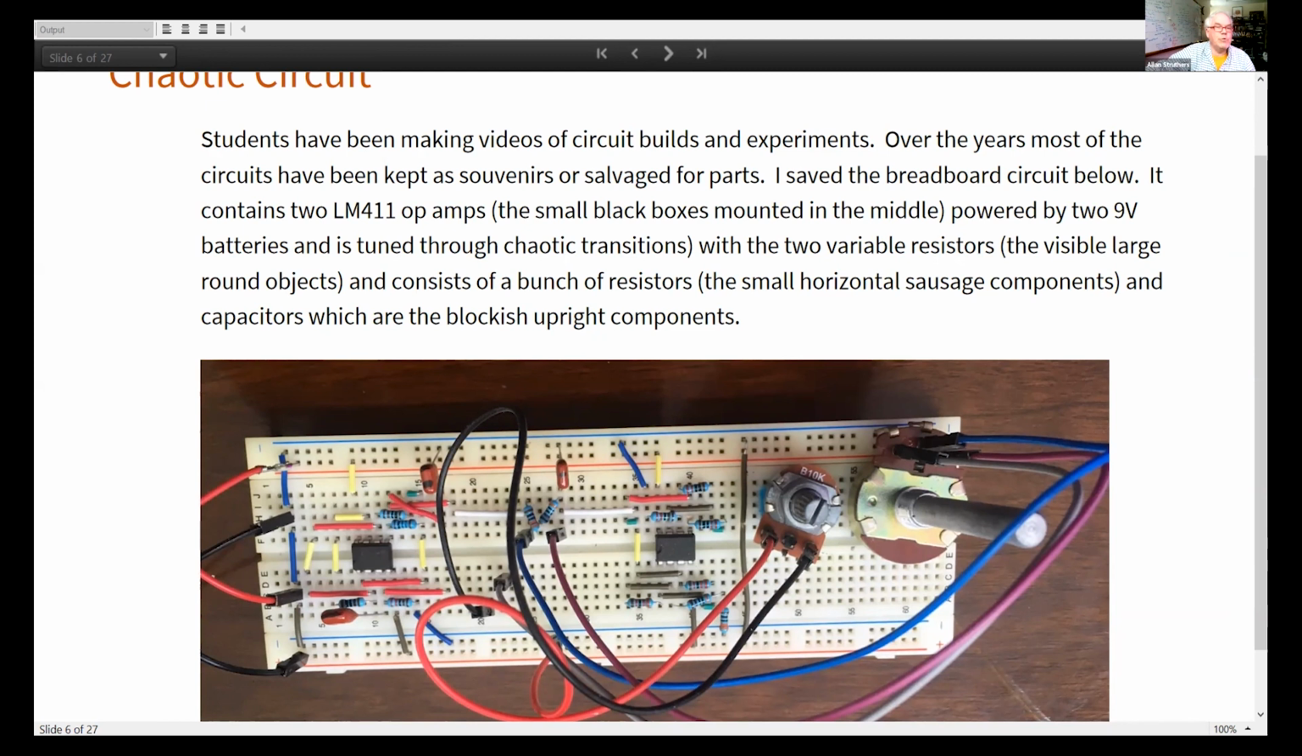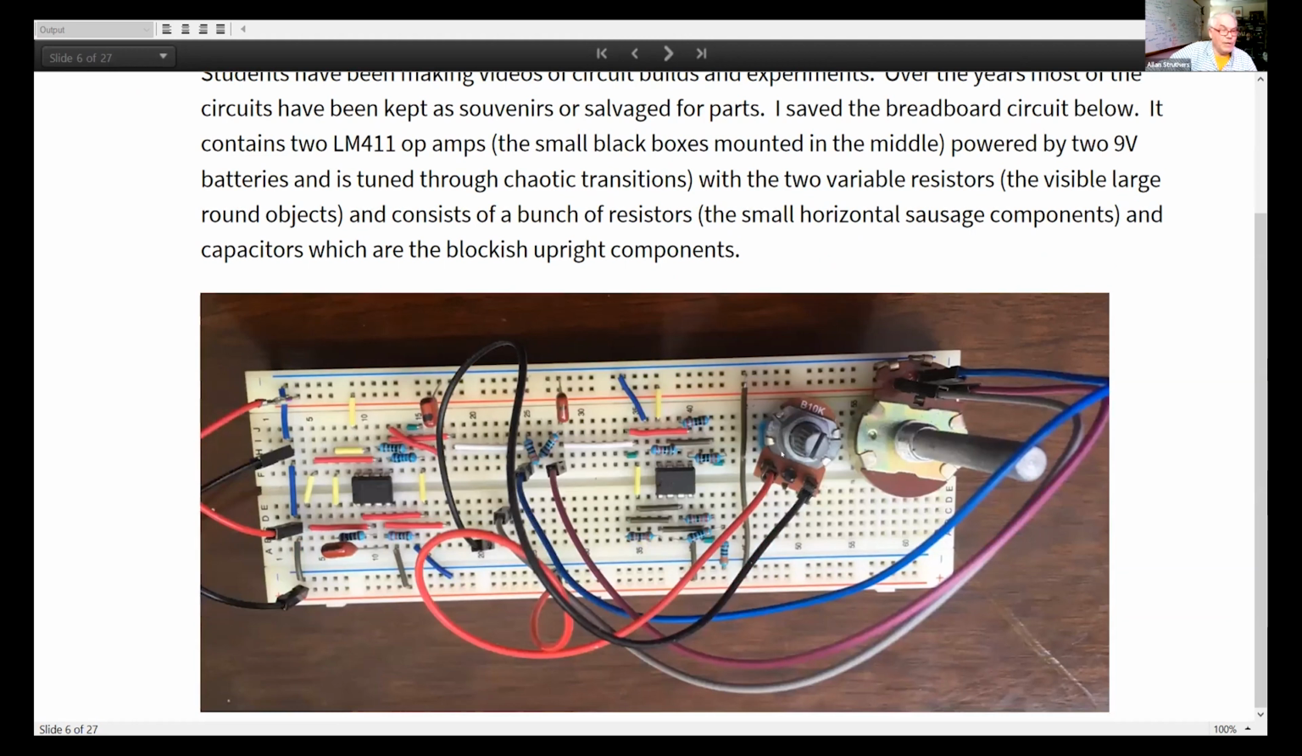Actually, this one is powered by two 9-volt batteries, which is a little problematic. Students putting this together struggle a little bit, and it could be much more organized than it is. But this is not the worst one that we've ever seen, and this one does indeed work. Okay.